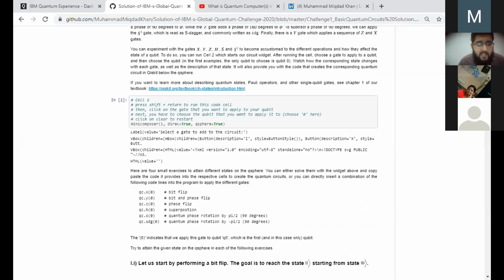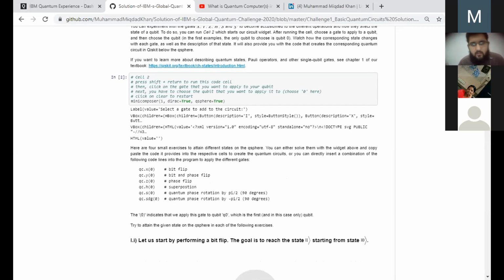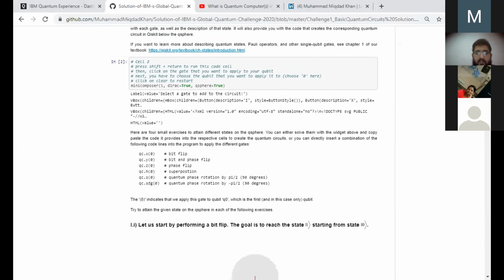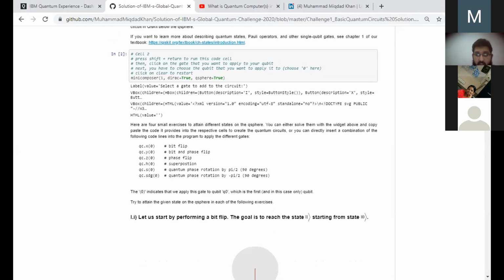Okay, in cell 2 they provide the mini composer for this challenge. Especially, it is not available on Qiskit or the simulator on IBM's website in normal conditions. It was only available for this challenge. When we run this cell, it gives us the mini composer. With the help of that composer we can build basic gates on qubits, then perform the task. I guess it is not showing on the GitHub right now.